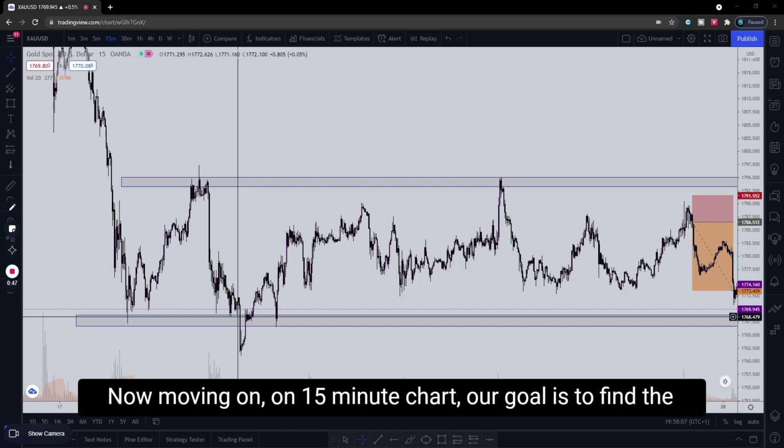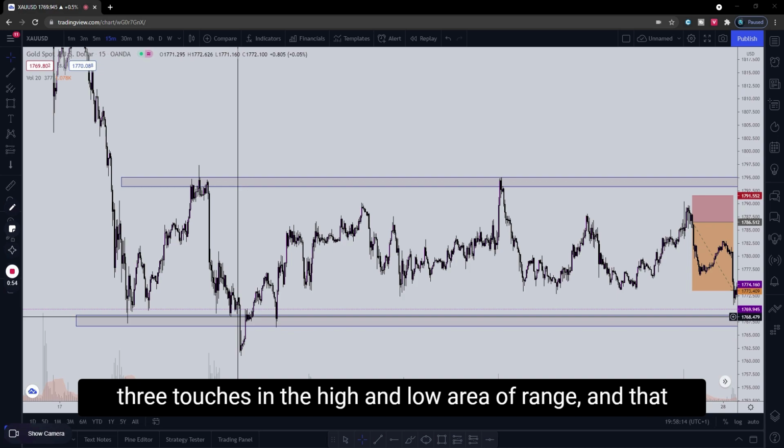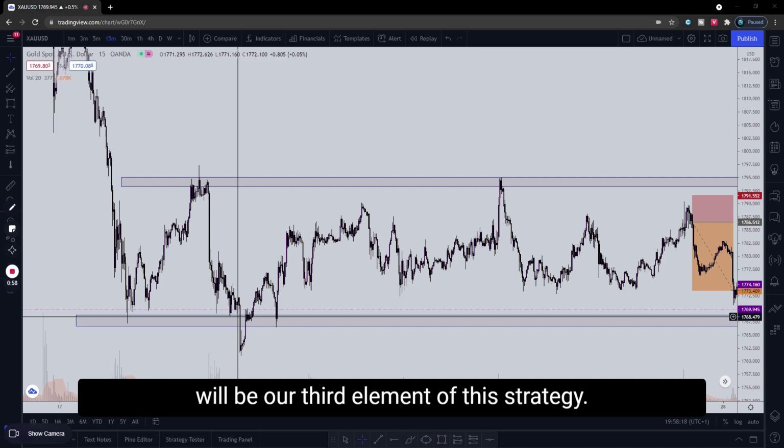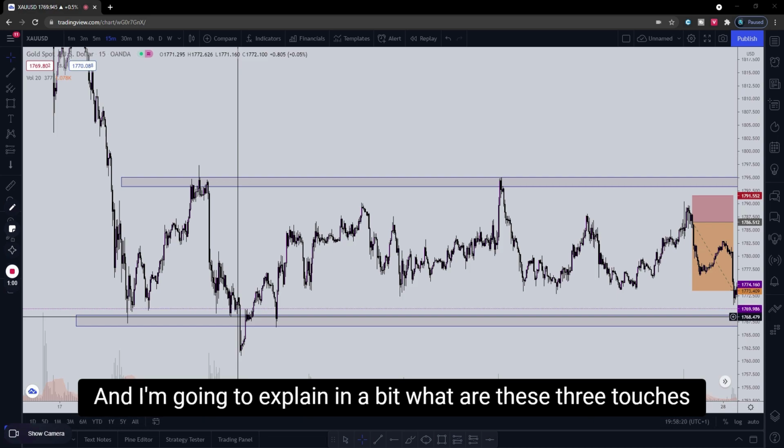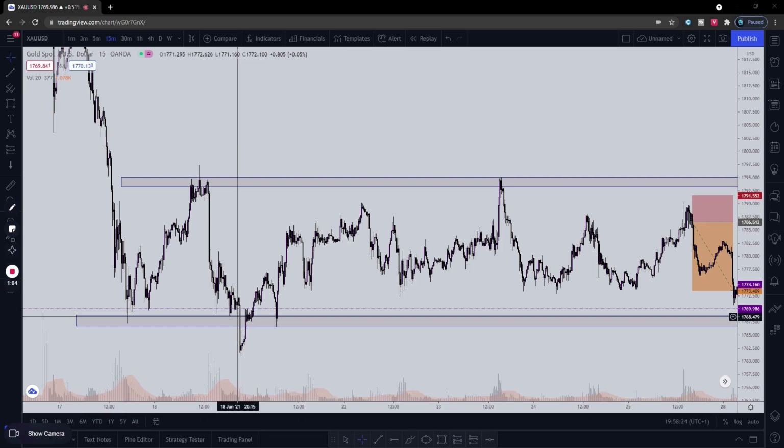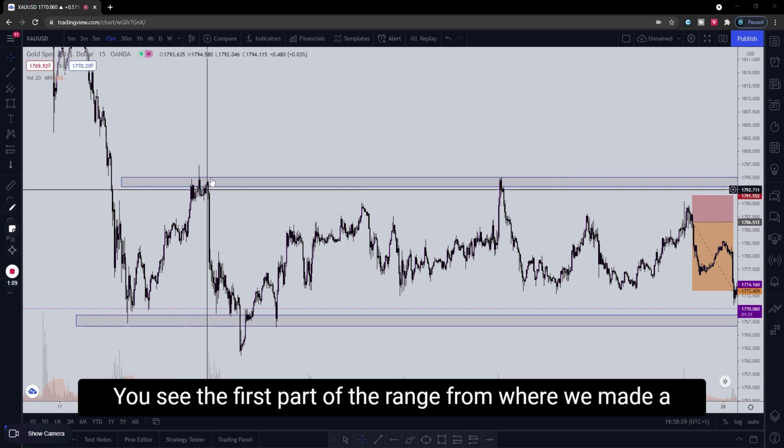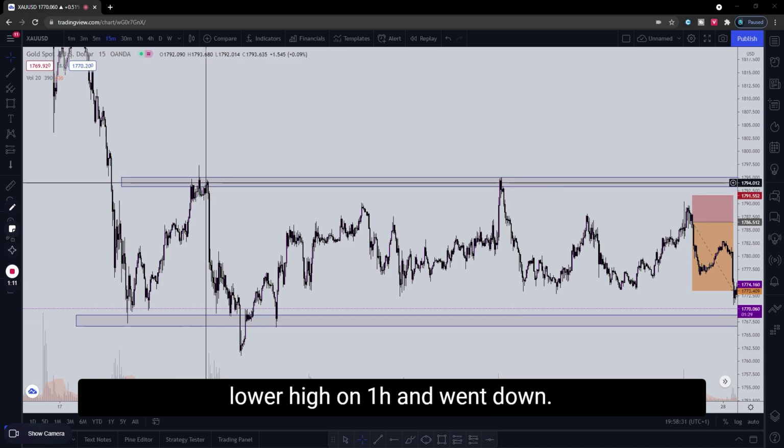Now moving on 15-minute chart, our goal is to find the three touches in the high and low area of the range. And that will be our third element of the strategy. And I'm going to explain in a bit what are these three touches of the range. You see the first part of the range from where we made a lower high on 1 hour and went down. That is the first touch of the range.